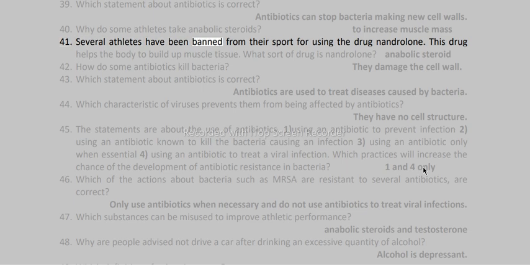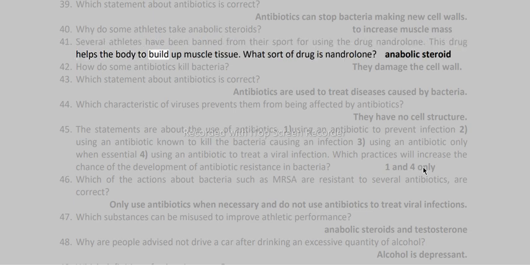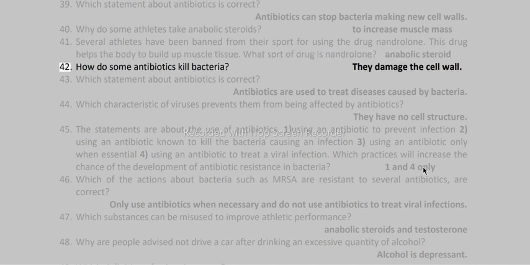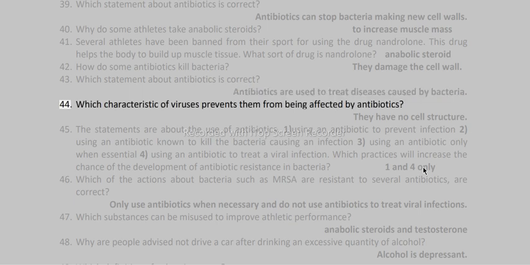41. Several athletes have been banned from their sport for using the drug nandrolone. This drug helps the body to build up muscle tissue. What sort of drug is nandrolone? Anabolic steroid. 42. How do some antibiotics kill bacteria? They damage the cell wall. 43. Which statement about antibiotics is correct? Antibiotics are used to treat diseases caused by bacteria. 44. Which characteristic of viruses prevents them from being affected by antibiotics? They have no cell structure.